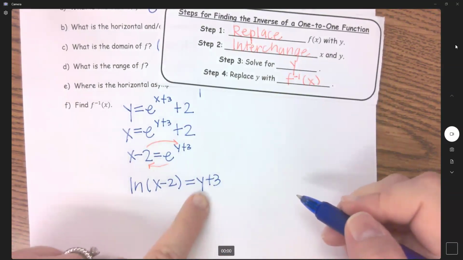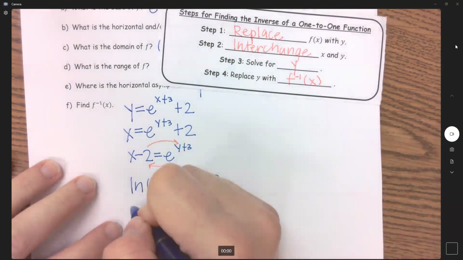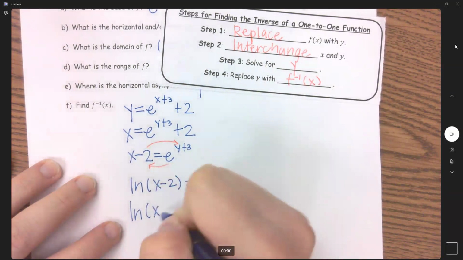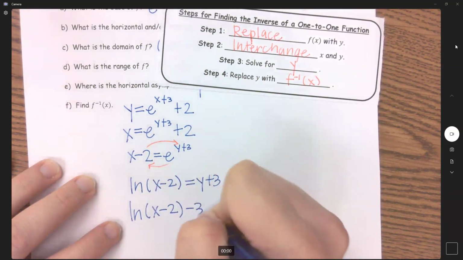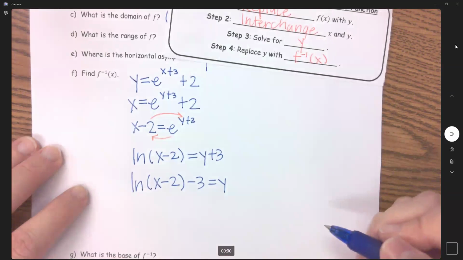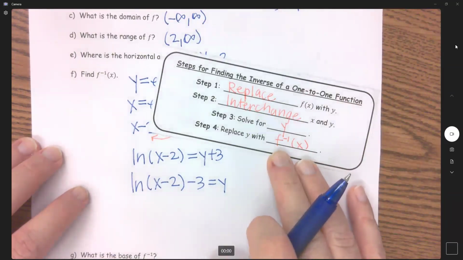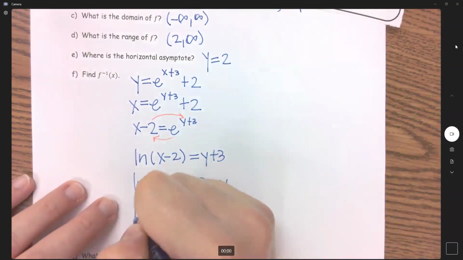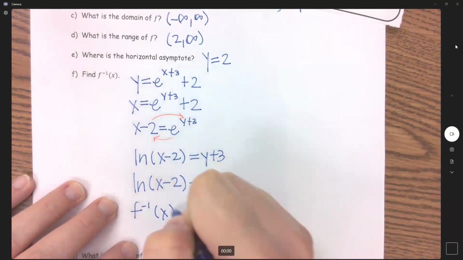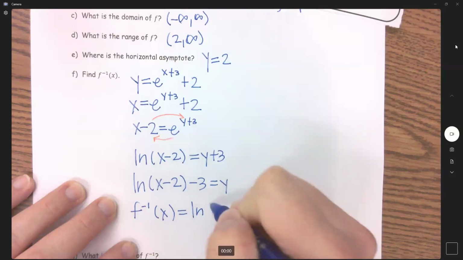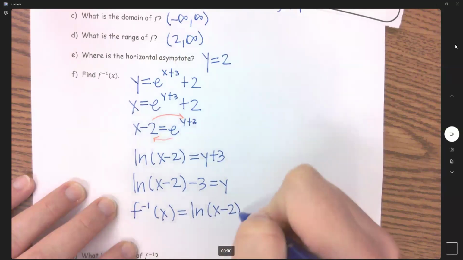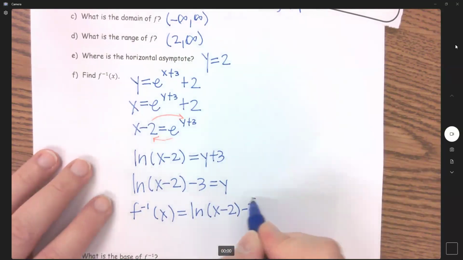We're not done solving for y. I'm going to move this 3 by subtracting. We have the natural log of x minus 2 minus 3 equals y. And then our last step is to replace y with our inverse notation. So the inverse of x equals the natural log of x minus 2 minus 3.